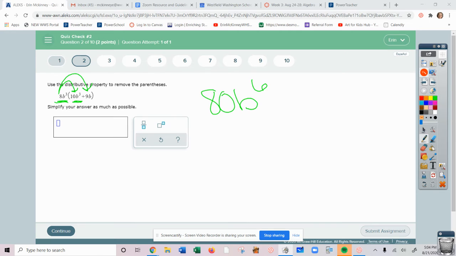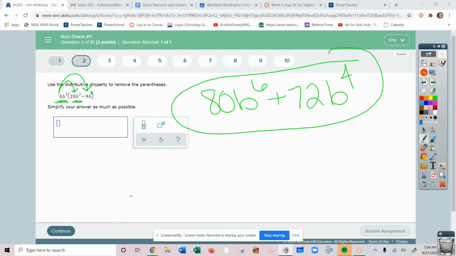Okay, then we'll go to the next piece, which says an 8b to the third times a 9b. So 8 times 9 gives us a 72. Now, we don't see an exponent on this b, but there's really a 1 there. So a 3 plus a 1 gives us a 4. We can't add these or anything, because those don't have matching exponents. So that's just our answer.